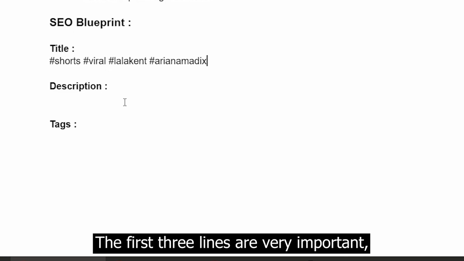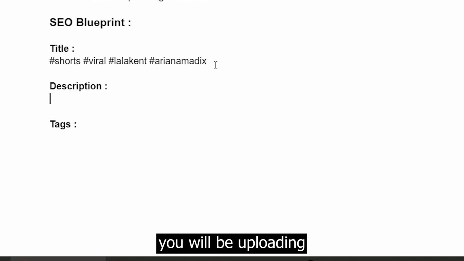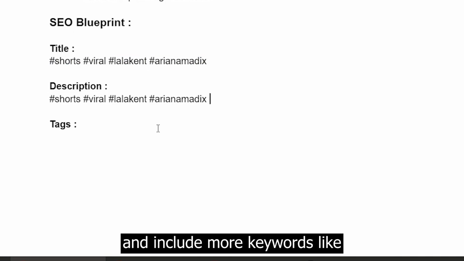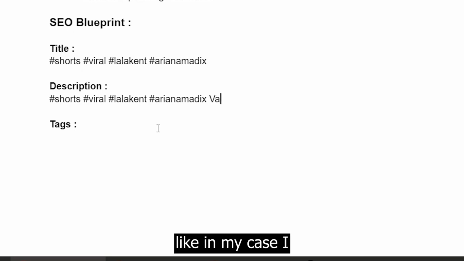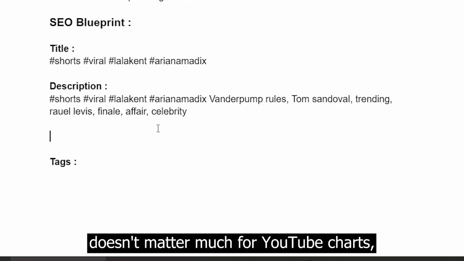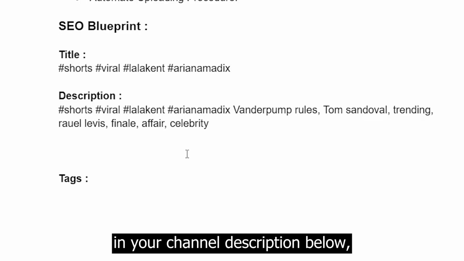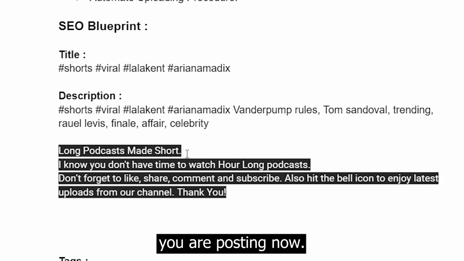In the description, the first 3 lines are very important, so include as many keywords as you can related to the shorts you will be uploading. Copy and paste the title and include more keywords like every dog owner should know this, or Messi is king, La Liga, etc. Like in my case, I wrote these, which you can see on screen. As descriptions don't matter much for YouTube Shorts, you can just try pasting in your channel description below, which should relate to the shorts you are posting.